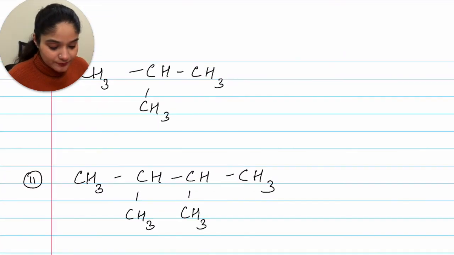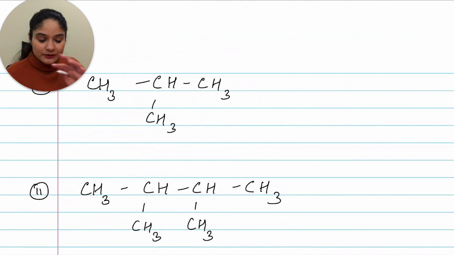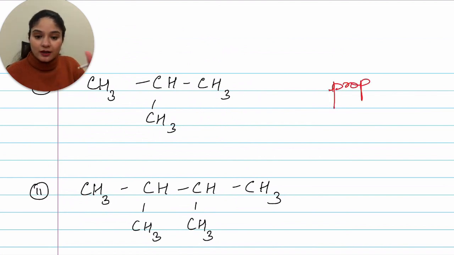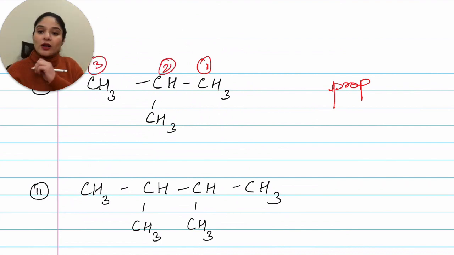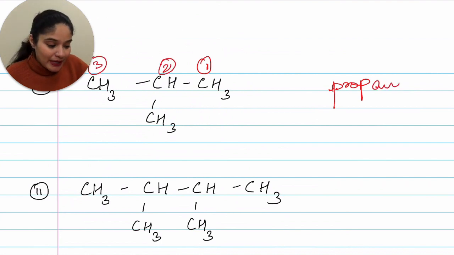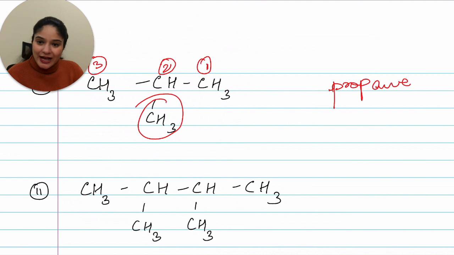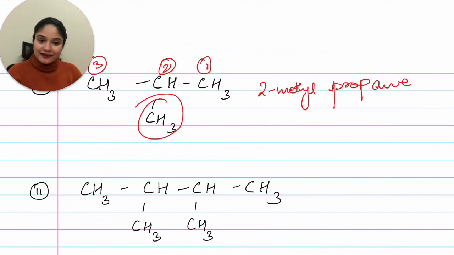Moving on, I have number 10. 1, 2, 3. 3 carbons. Prop. Let's number it from this side. 1, 2, 3. All are single bonds. Propane. At the second position, what do I have, students? I have methyl. So 2-methylpropane.